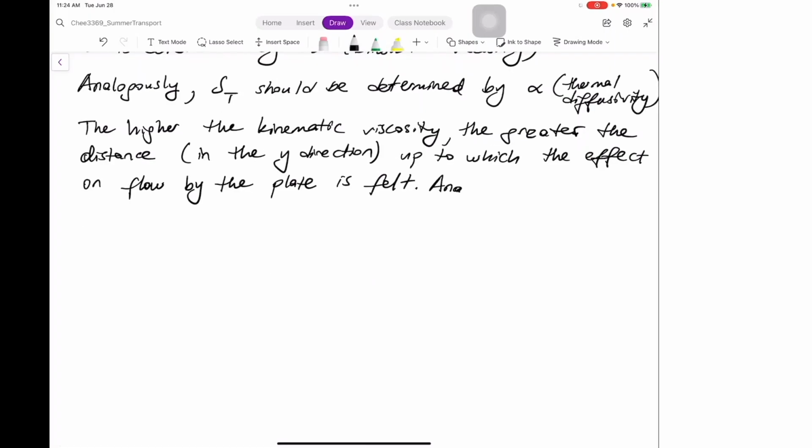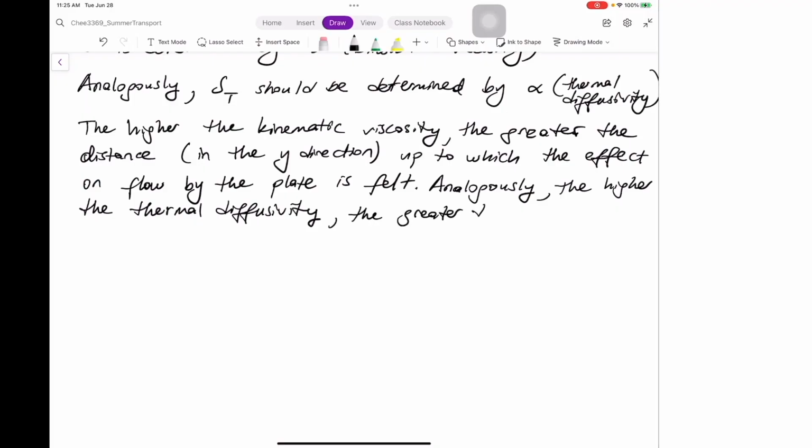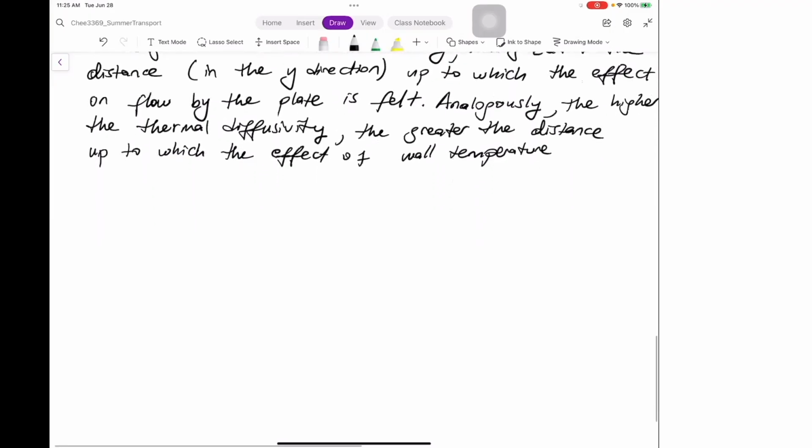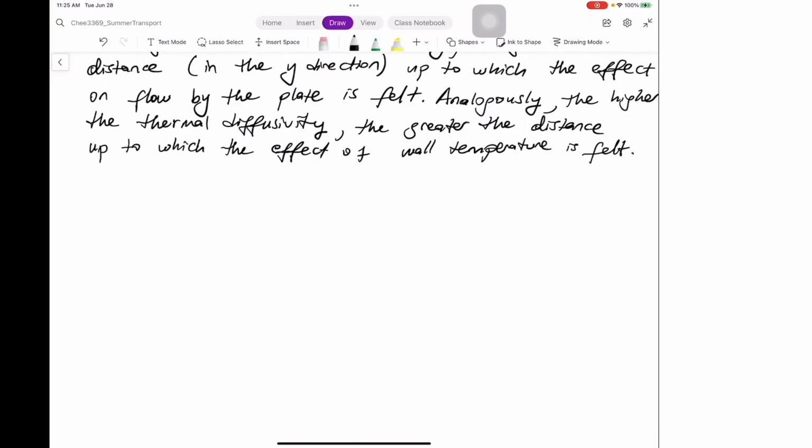Analogously, the higher the thermal diffusivity, the greater the distance up to which the effect of wall temperature is felt. Right?